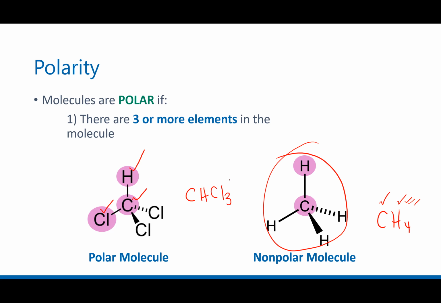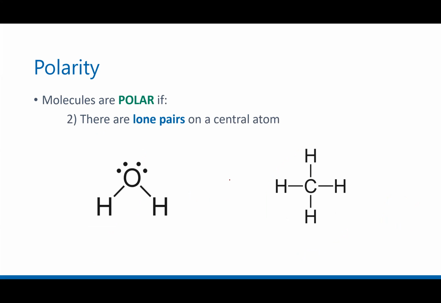Okay, so yeah, anyways, and we'll practice this, but it has 3 different elements, which means the electrons will not be shared equally. The whole idea here is if the electrons are all shared around the molecule equally, it's not polar. If the electrons are not shared equally, it becomes polar.